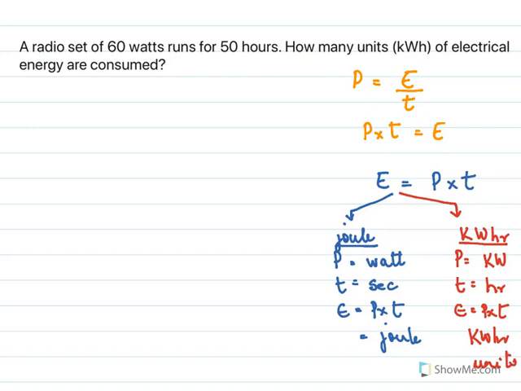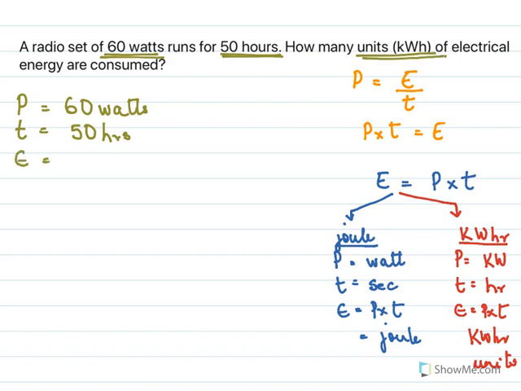Now in the sum, we have a radio set of 60 watts. So power equal to 60 watts was run for 50 hours. Time is 50 hours. How many units of electrical energy were consumed? So they want the energy in kilowatt hour.